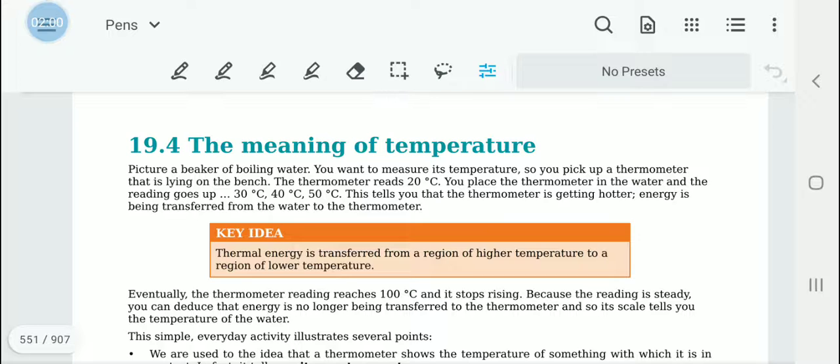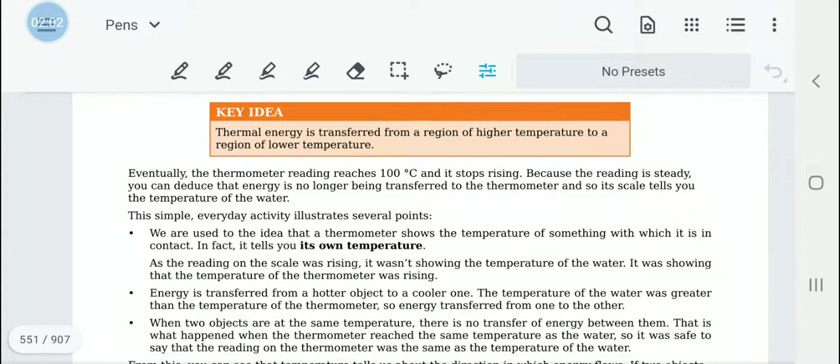So the key idea that we need to learn here is thermal energy is transferred from a region of higher temperature to a region of lower temperature, like diffusion, the definition of diffusion. So then when the water starts to boil, the thermometer will give us a reading of 100 degrees Celsius, and it stops rising. Why is that? Because you know that at 100 degrees Celsius there is no longer energy being transferred into the thermometer. So the thermometer remains constant.